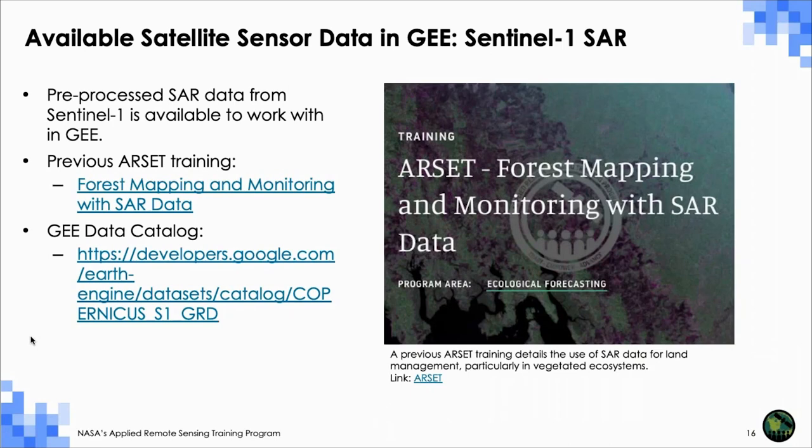So another data set you might find useful is Sentinel-1 SAR. And this data is pre-processed and ready for use in Google Earth Engine. We're going to be focusing mostly on optical imagery for this series, but I want to make sure this radar data source was included in the presentation. SAR data is especially useful for vegetation mapping.